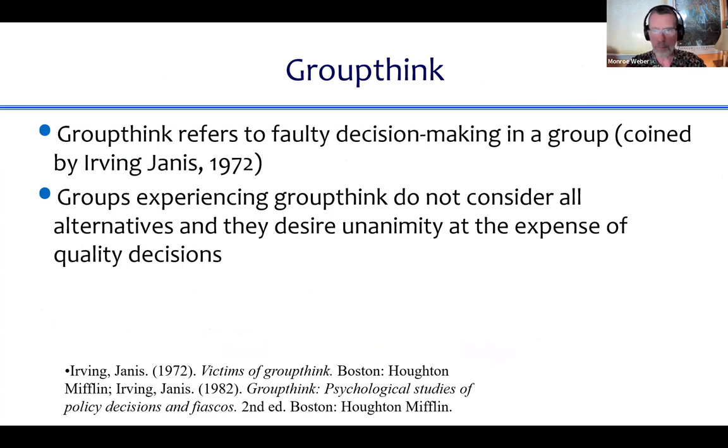And groupthink is an example of things going wrong. And I'm trying to get you to not be part of groupthink, but to actually be willing to ask questions and to be willing to say that you don't believe what Monroe says. Groupthink refers to a faulty decision-making process where you're part of a group and you all decide to go down one path and you don't consider alternatives.